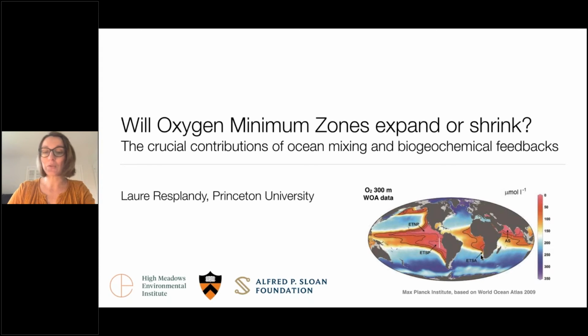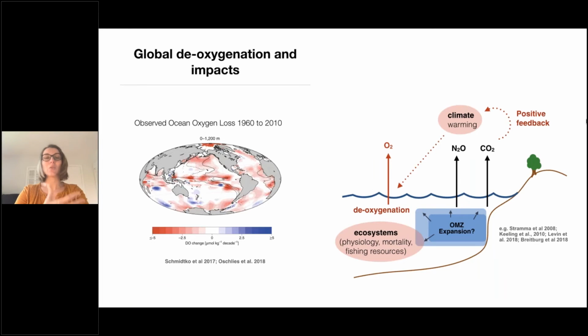So when I talk about oxygen minimum zones here, they are those red areas with low oxygen values at intermediate depth of about 80, 100 micromolar. And as the ocean warms, it loses oxygen, and that's what we call global deoxygenation. And here is a map of the observed change in oxygen since the 60s, where you see most red in many parts of the ocean, which indicate a decline in oxygen.